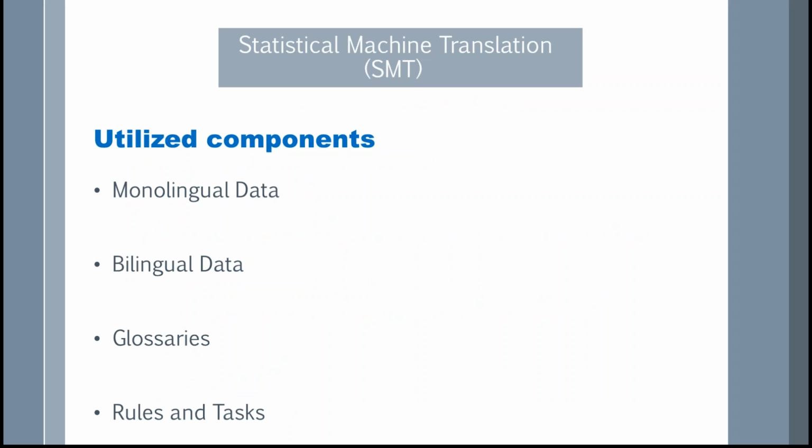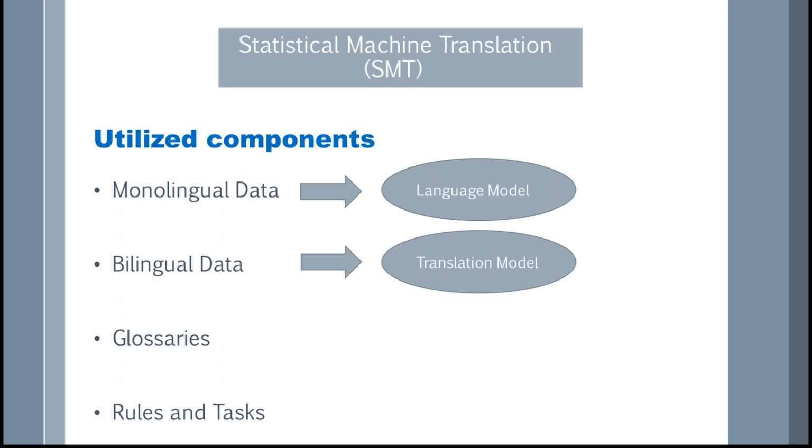And we in general call monolingual data and bilingual data the general training data. And training data is the core component of the system. So how we utilize those components: we create a language model using the monolingual data, and by utilizing bilingual data, we create the translation model.